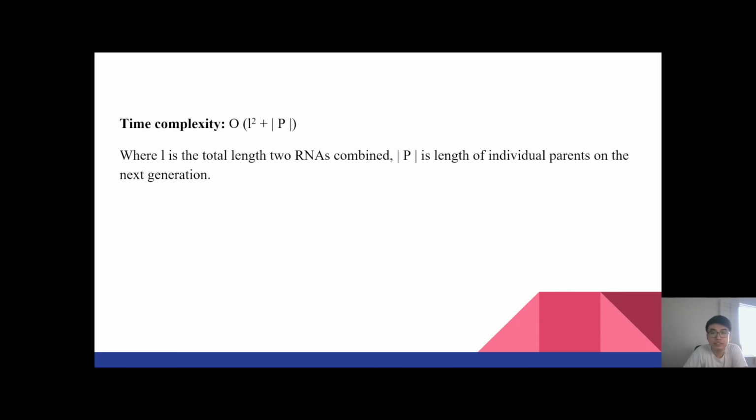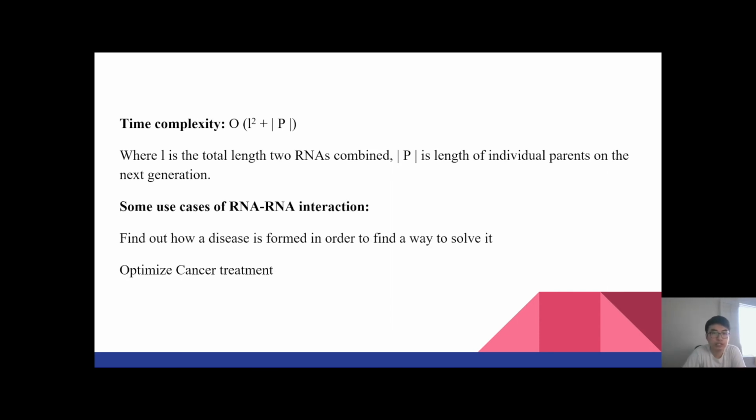Some use cases of this RNA and RNA interaction is that you can use it to find out how a disease is formed in order to find a way to solve it. We can also optimize treatment for certain diseases like cancer or gout. And that's the end of the applications part from me.